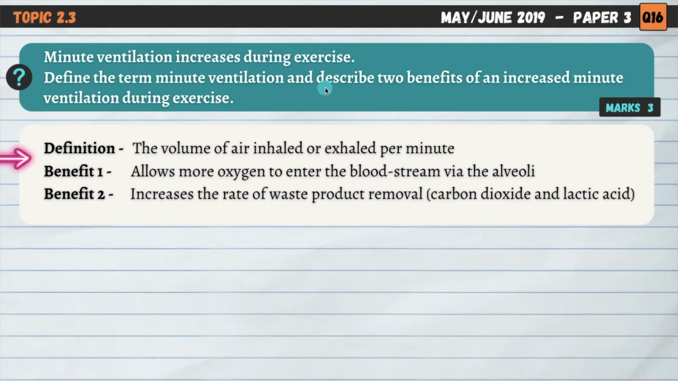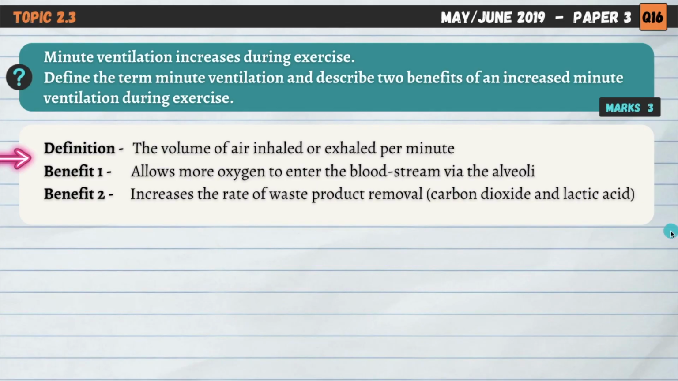But now we need to describe 2 benefits of an increased minute ventilation during exercise. So 2 benefits of us inhaling more air per minute. Well, first benefit, if we're taking more air in, it allows more oxygen to enter the bloodstream via the alveoli. So we're getting more oxygen as a result of that increased minute ventilation. Benefit 2, it also increases the rate of waste product removal. So if we're getting more air in, then we're going to be more effective at removing carbon dioxide. Sorry, that's a result of us breathing more air out. It's the same point though. And we're also going to break down lactic acid more efficiently.